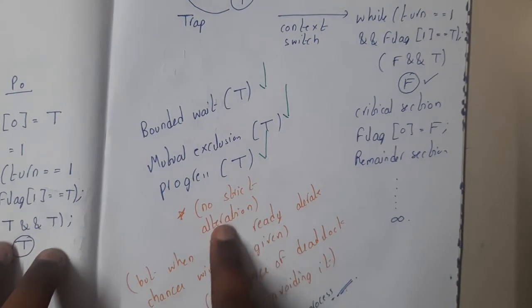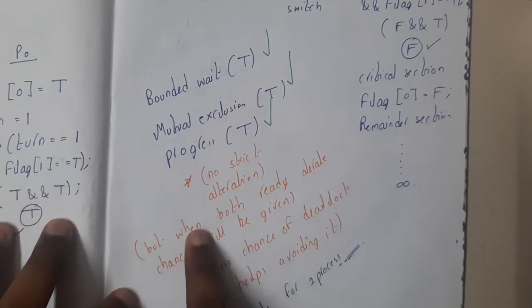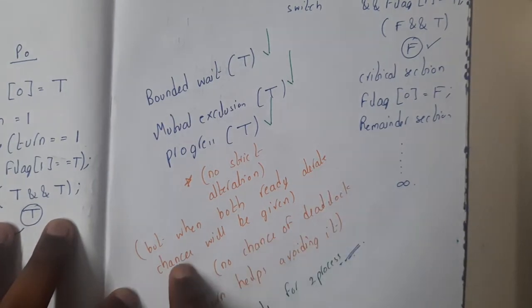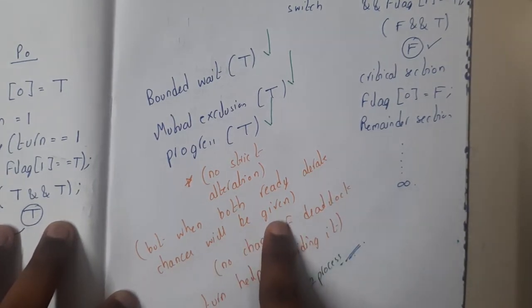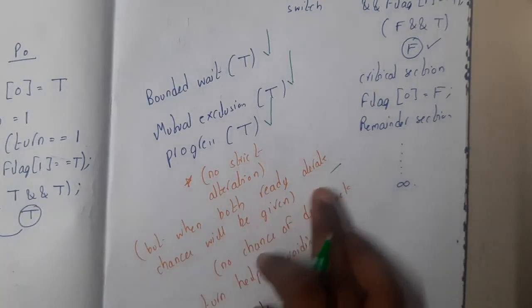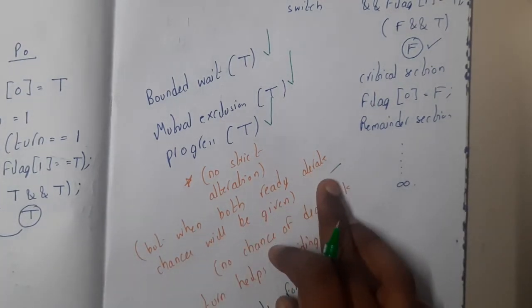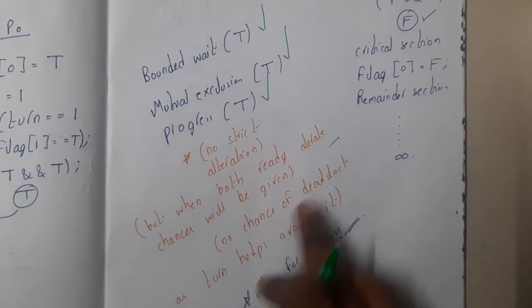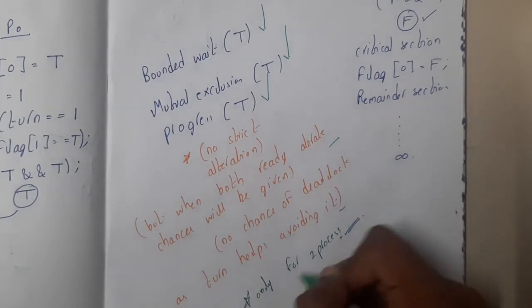Okay, and there is no strict alternation here. But when both are ready, alternate chances will be given. Okay, sorry for that statement, guys. So no chance of a deadlock as turn avoids it. So this is only for 2 processes.